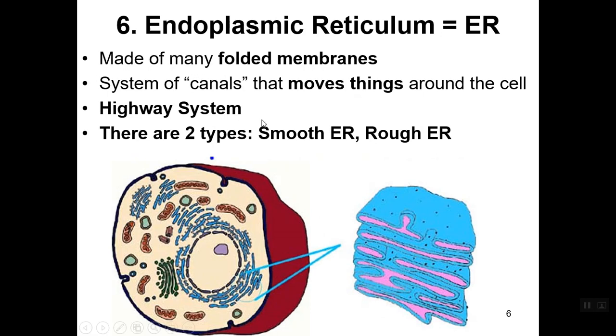All right, so the rough ER is a system of membranes that are all folded up on each other. There are two types, smooth and rough. The ones that are rough have ribosomes on them. The ones that are smooth don't have ribosomes on them. But you can think of them as an area for proteins to mature. They can be a system of canals that things can move through to get to the different parts of the cell. And let's look at these in more detail.